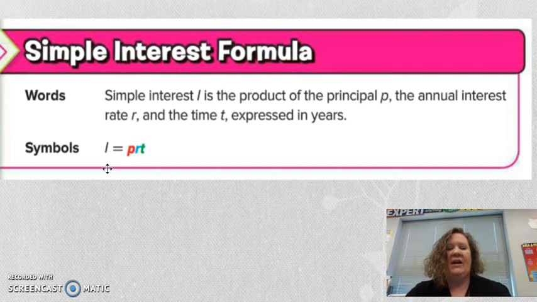It is I is equal to P times R times T. I represents the interest that you earn or that you might have to pay back. P stands for the principal. That's the amount that you deposit or that you could borrow. The rate is the percent. And T stands for time, and it is always expressed in years. So if you have the time in months, you're going to need to change it to years.